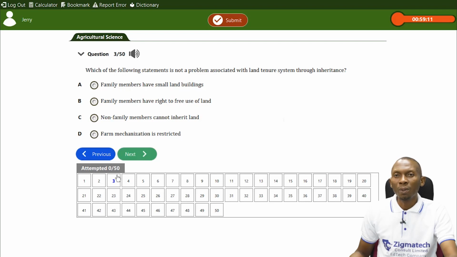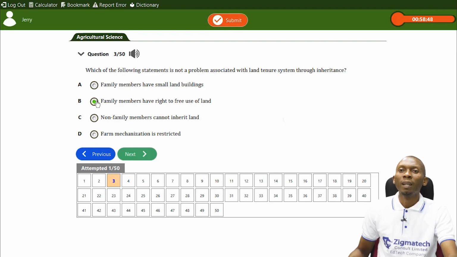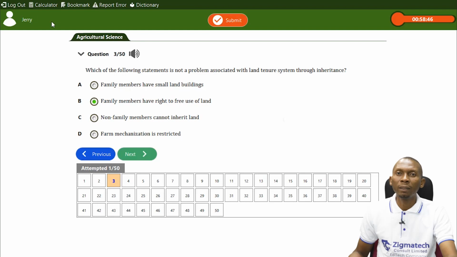So looking at it closely, you see family members have small land holdings is a problem. Family members have right to free use of land, that's not a problem there. So the answer is B. But looking at the others, non-family members cannot inherit land, that's a problem. Farm mechanization is restricted, that's also a problem. So the answer here is B, family members have right to free use of land.